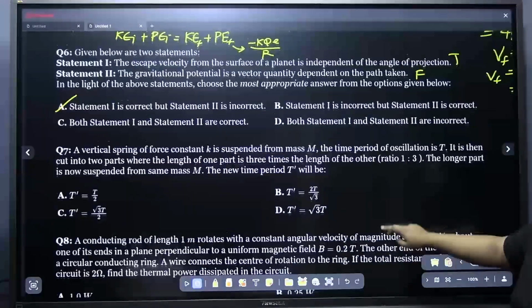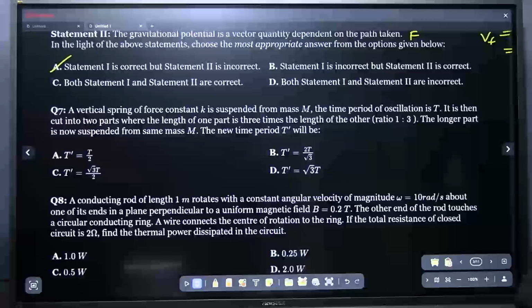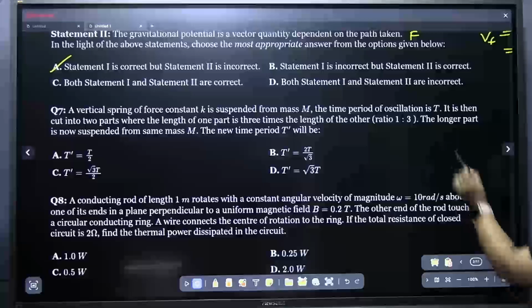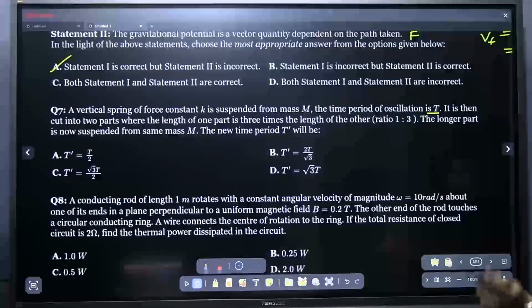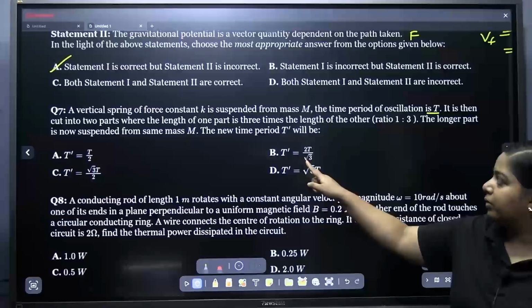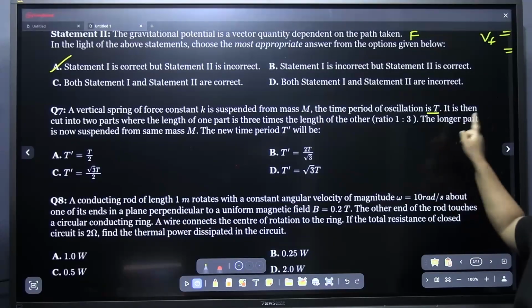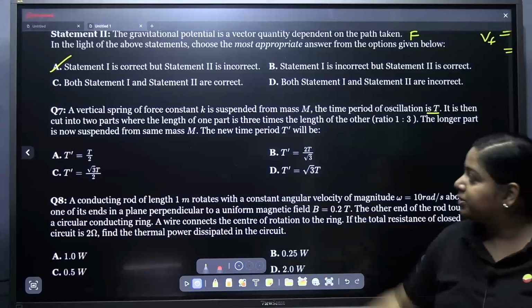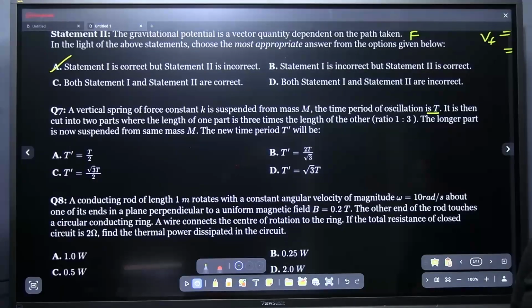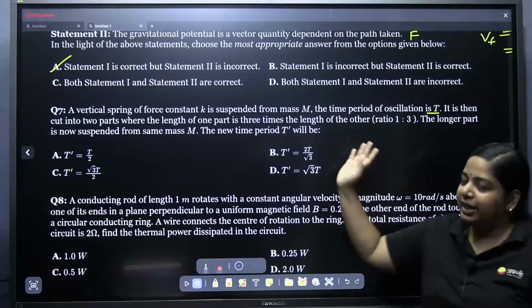Next one. A vertical spring of force constant K is suspended from mass m. Time period of oscillation is T. It is then cut into two parts where the length of one part is 3 times the length of the other part. Ratio 1:3. The longer part is now suspended from the same mass m. The new time period T dash will be?